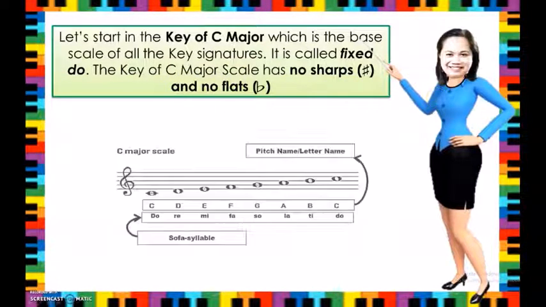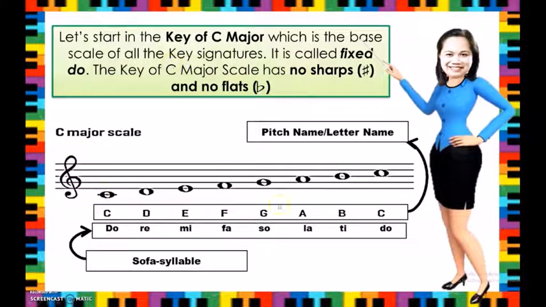Look at this illustration. We have the staff, the G clef here. Then after the G clef, there is no sharp and no flat. So it is in the C major scale. And there is a pitch name or the letter name. So the letter name is used in music.